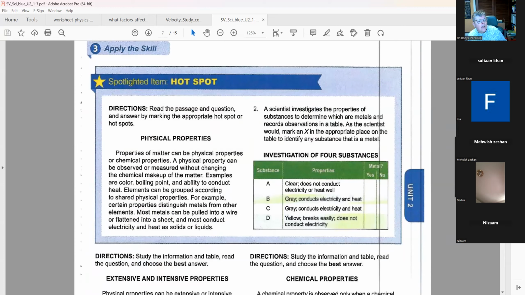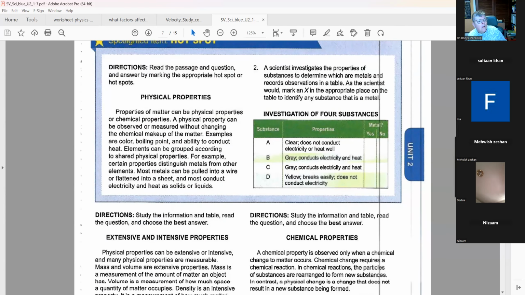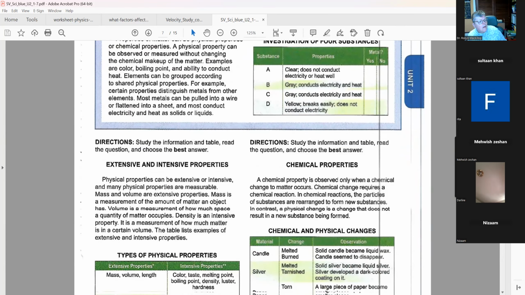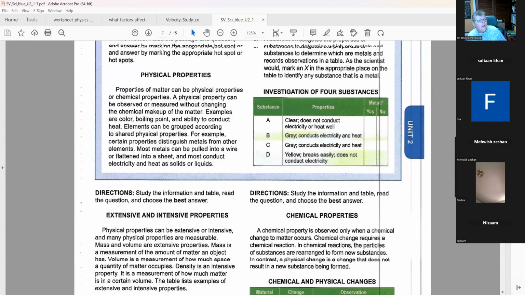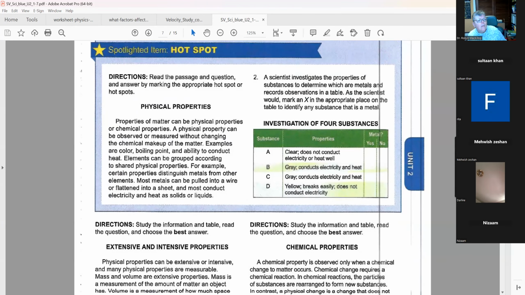All right, let's take a look at, not that one. You can look at that one on your own. Oh, wait, let me look at that again. Maybe we need to do it.